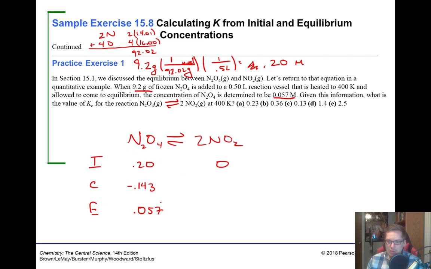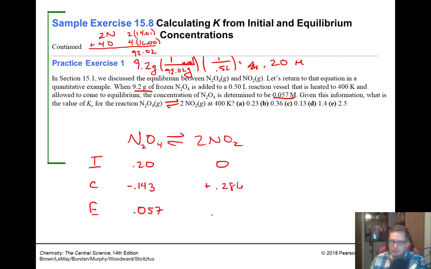So let's think about this. This is going to be going down by that much, right? And that makes sense. Now this guy here, when we look at the NO2, what's going on? Well, our NO2 started at 0, so it's going to be increasing. We know that's going to be increasing, and we're going to come up to some value here. Well, it's going to be increasing by twice as much as this is decreasing because of this 2 right here. So that means our increased value will be 2 times that 0.143. So its change is going to be 0.286.